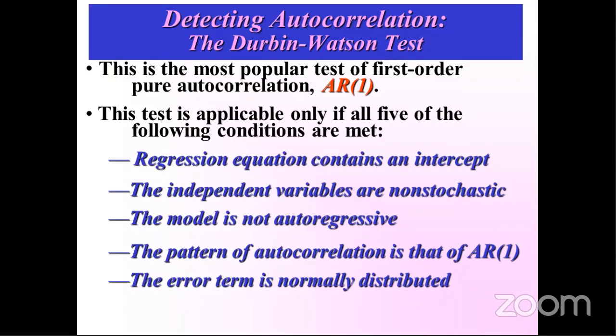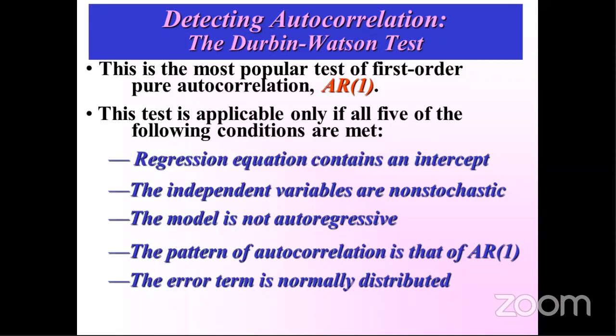That means the lagged value of the dependent variable should not be in your regression model. That is, Y t minus 1 should not be included in your model, or Y t minus 2 should not be included in your model. That is called the lagged value of the dependent variable. If you include a lagged value of the dependent variable as one of the independent variables, then we call it an autoregressive model. But for application of this Durbin-Watson test, the model is not autoregressive.